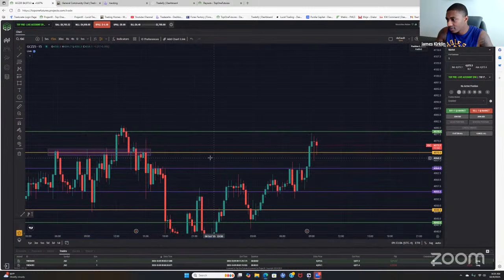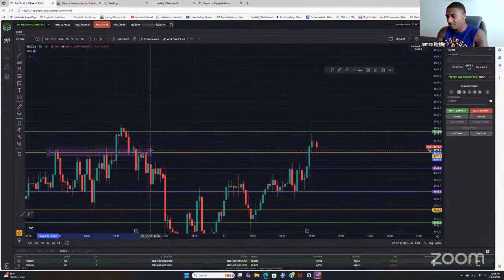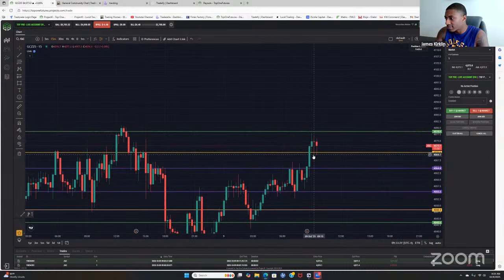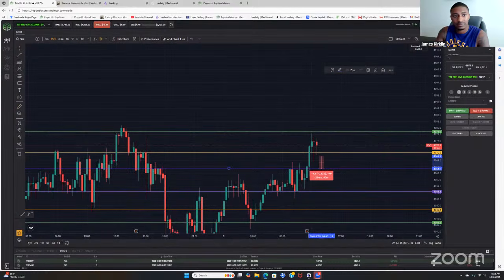Yeah. Closure under all these, because every time they respected these, it came down. So what I said yesterday, the way it came down here, here, and here, you anticipate price to kind of repeat itself. So while it's respecting it, you would expect it to hold that line and go up. But if it closed back under here, you would expect it to come down.